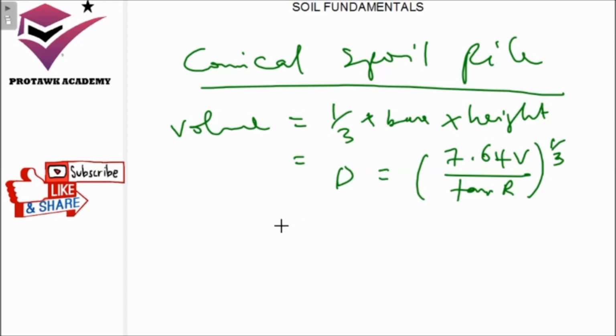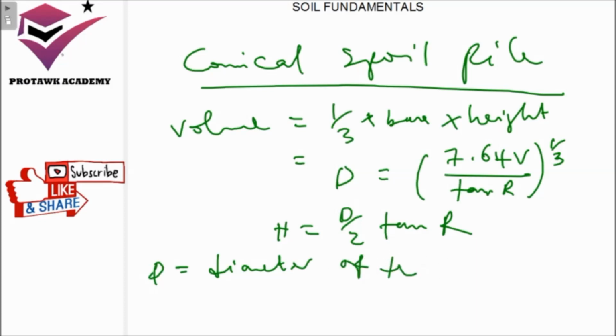Where our H is equal to D over 2 multiplied by tan of the angle of repose. Here D is the diameter of the pile base, which can be in feet or in meters.